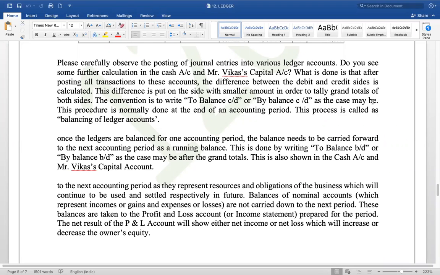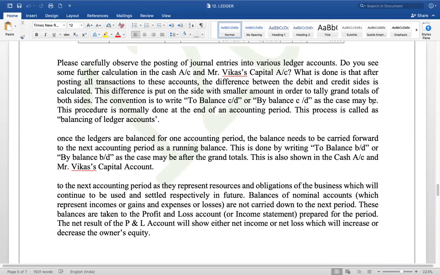Next. Continue. Once the ledgers are balanced for one accounting period, the balance needs to be carried forward to the next accounting period as a running balance. This is done by writing to balance brought down or by balance brought down, as the case may be, after the grand totals. This is also shown in the cash account and Mr. Vikas capital account, to the next accounting period as they represent resources and obligations of the business which will continue to be used and settled respectively in future.